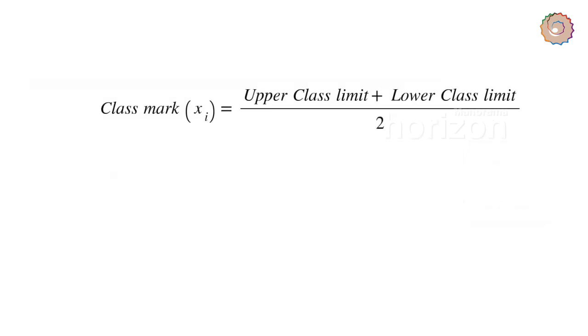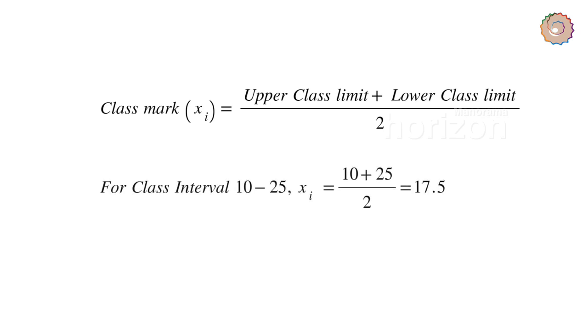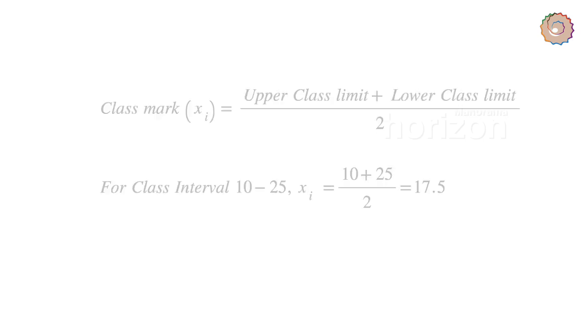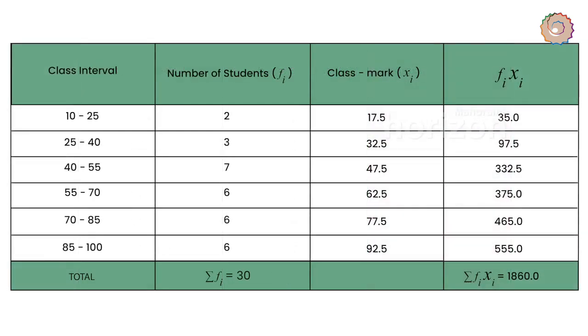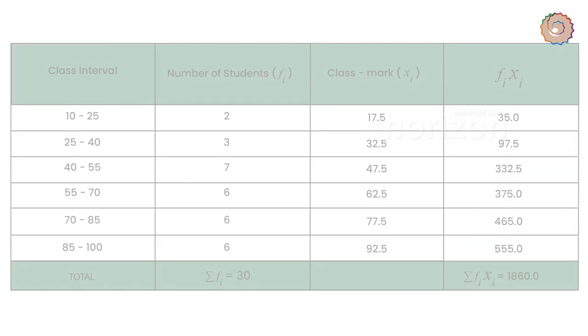The frequency of each class interval is centered around its midpoint called the class mark. Therefore, the class mark is given by the sum of the upper class limit plus the lower class limit divided by 2. For class interval 10 to 25, you get 17.5. Similarly, find the remaining class marks using the above method. Let's represent it in tabular form.